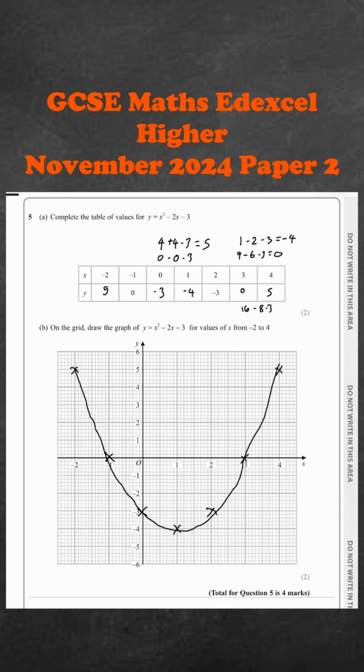Just doing it freehand, so that's very wobbly. It should be a bit more smooth than that, but that's what you should be expecting for your answer.